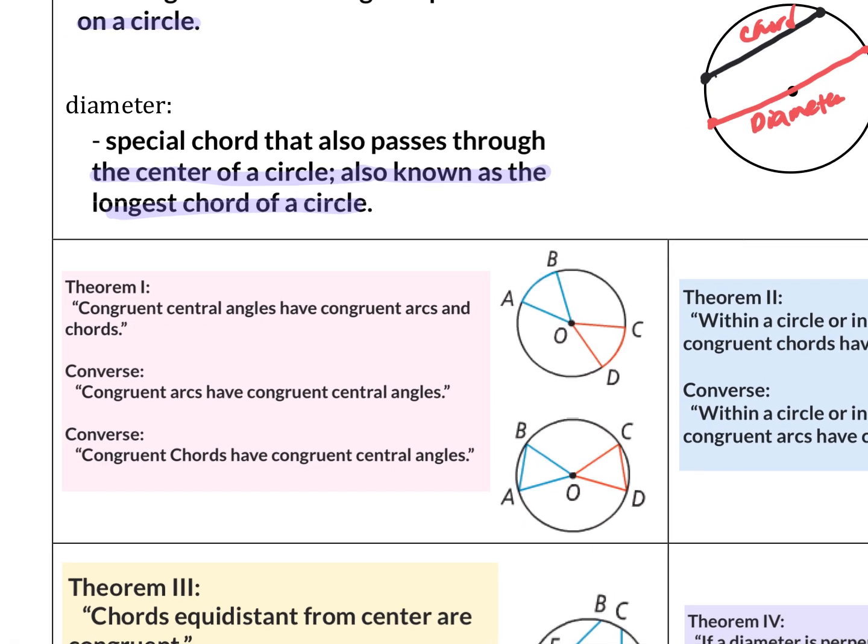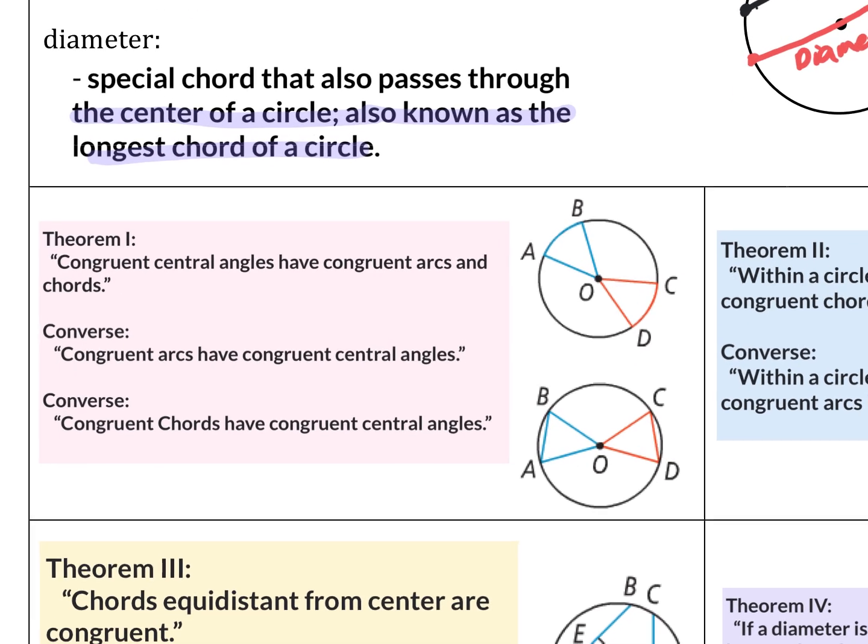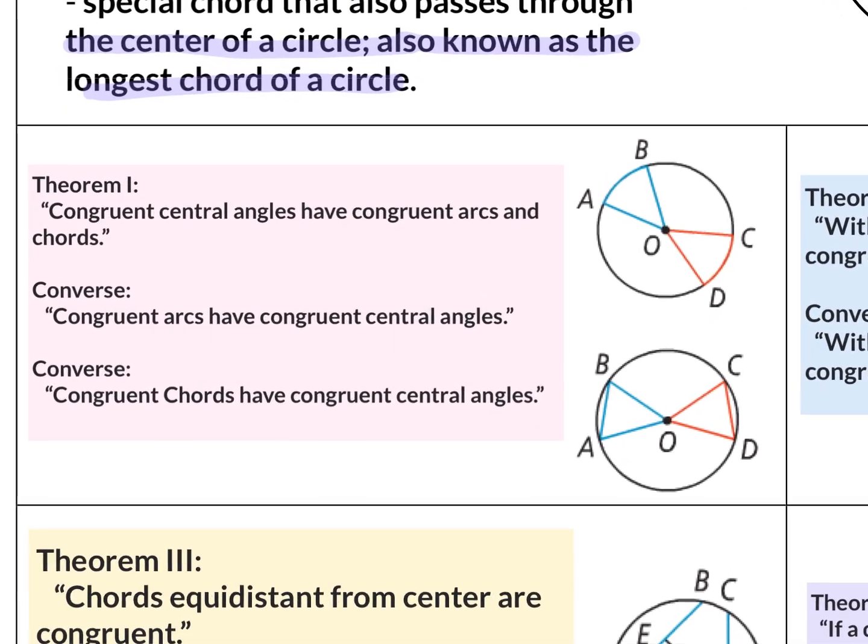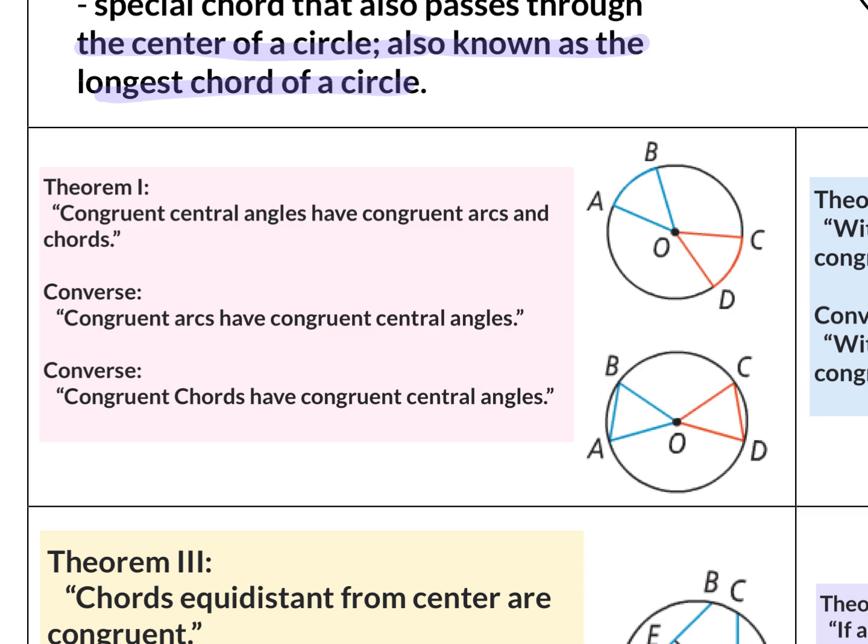So let's look at some theorems regarding arcs and chords. The first theorem simply says that congruent central angles have congruent arcs and chords. The keyword here is congruent arcs and chords. Conversely, congruent arcs have congruent central angles. And again, conversely, congruent chords have congruent central angles.